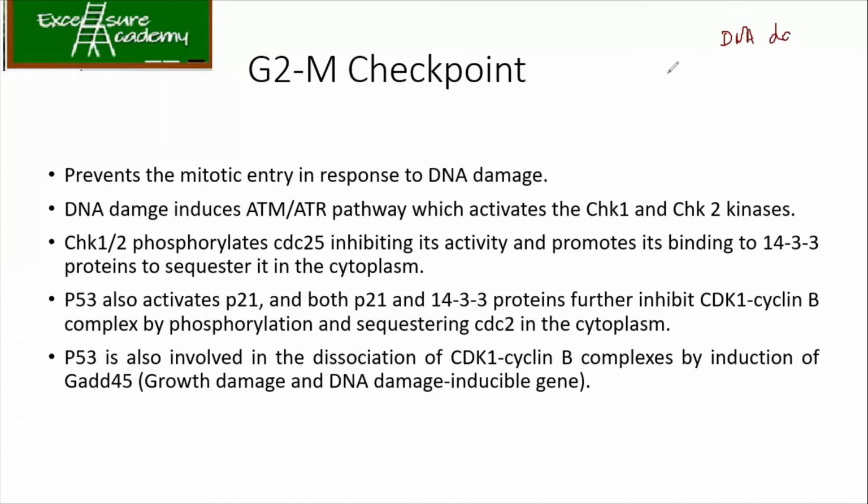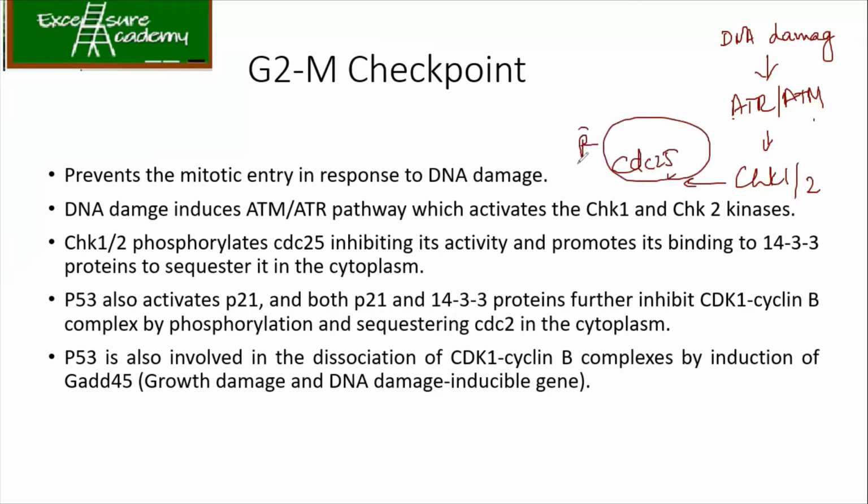So we have got the DNA damage now. DNA damage activating your ATR and ATM. Again, repeating, ATR is for the single stranded, ATM is for the double stranded. This is activating your Chk1 and Chk2 kinases. Now, this is going to phosphorylate your CDC25. It's a phosphatase. So what will happen? It will inhibit its activity and promote its binding to 14-3-3 proteins to sequester it in the cytoplasm.